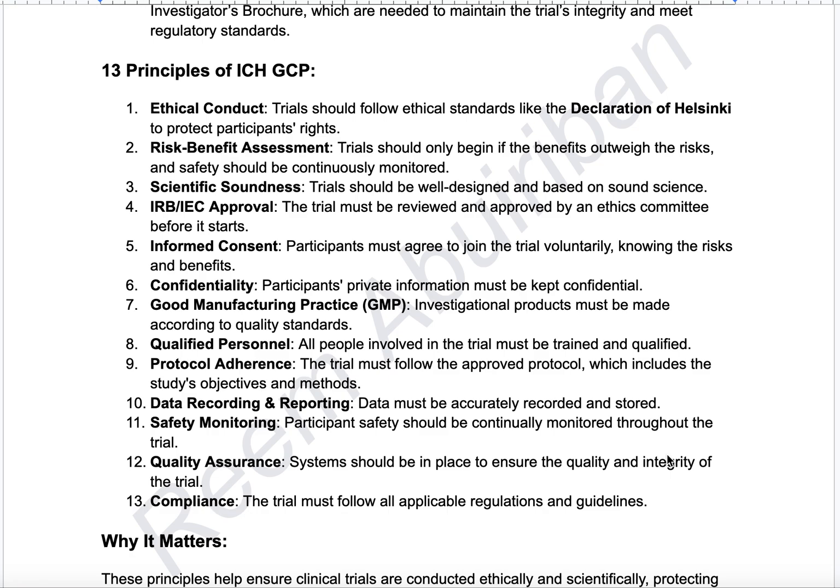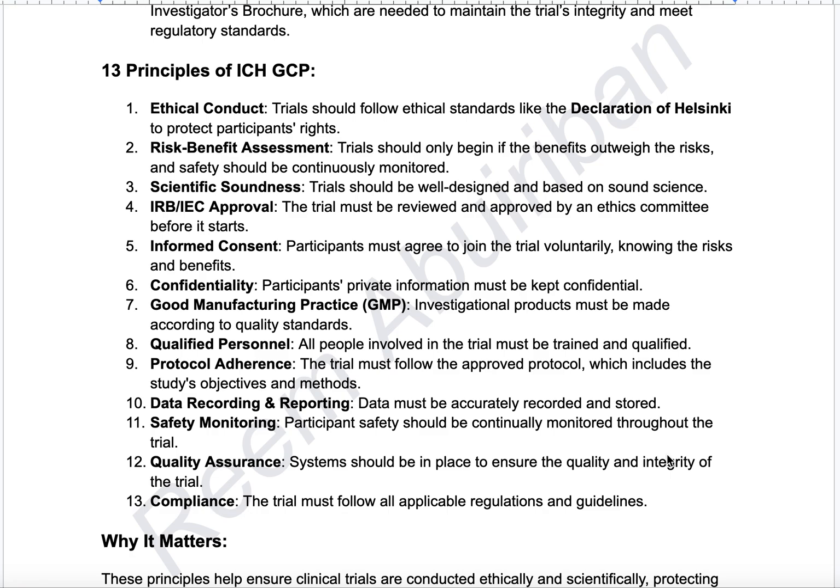Confidentiality. Participants' private information must be kept confidential. Good manufacturing practice. Investigational products must be made according to quality standards. Qualified personnel. All people involved in the trial must be trained and qualified. Protocol adherence. The trial must follow the approved protocol, which includes the study's objectives and methods. Data recording and reporting. Data must be accurately recorded and stored. Safety monitoring. Participant safety should be continually monitored throughout the trial.